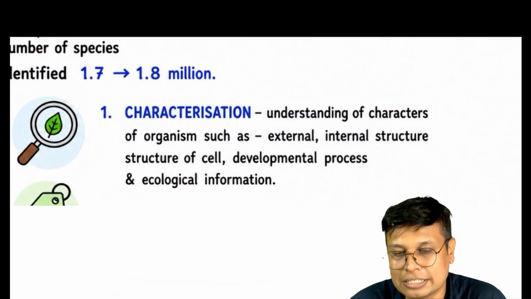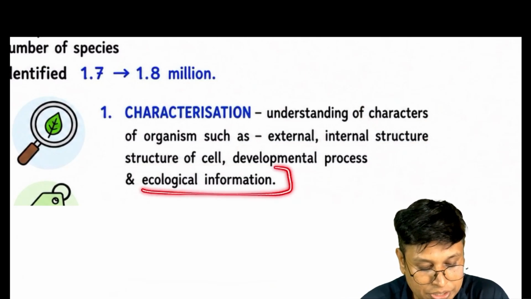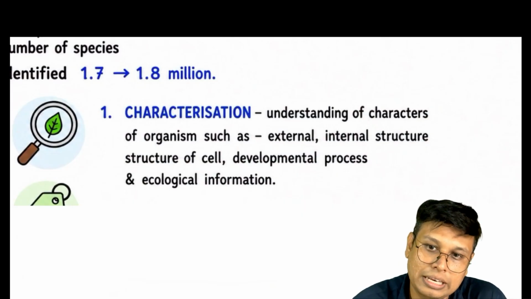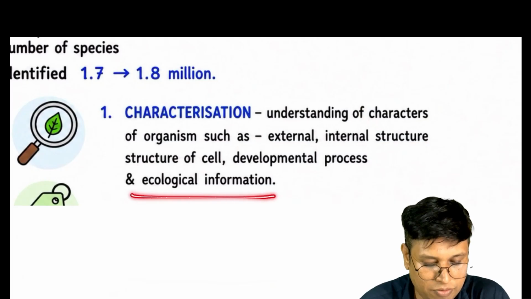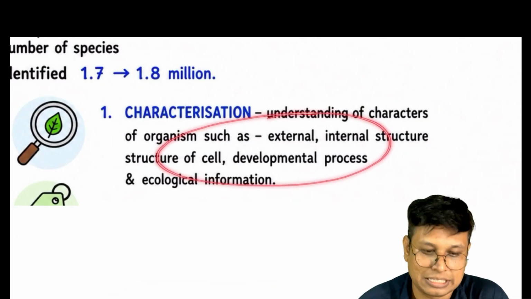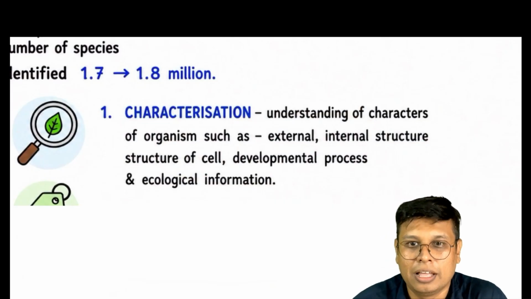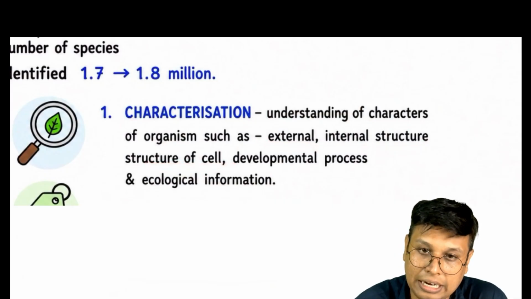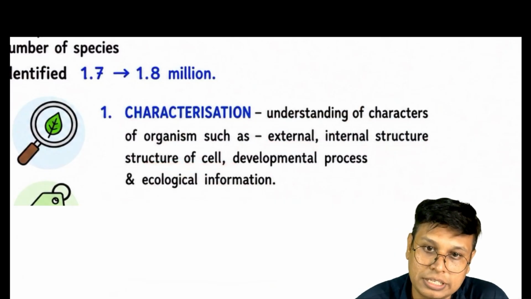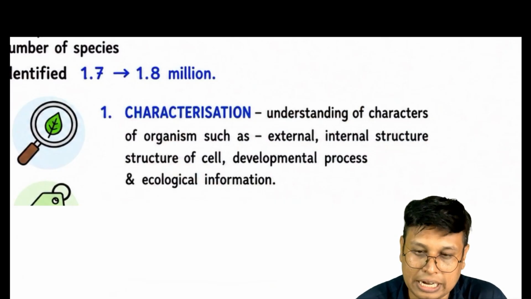And those who eat these herbivores can be called as secondary consumers or carnivores. So that is the ecological information. What role the organism performs in the nature, in the ecosystem is called as ecological information. All these things together are called as characterization. You take an organism, you characterize it. So external, internal, and structure of cell, developmental process, and ecological information. Next. So first we do the characterization.